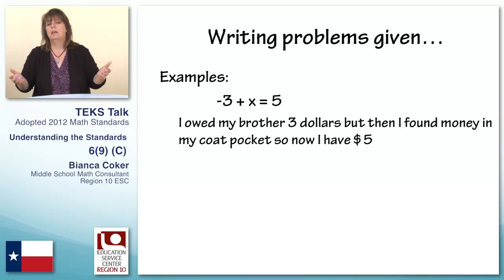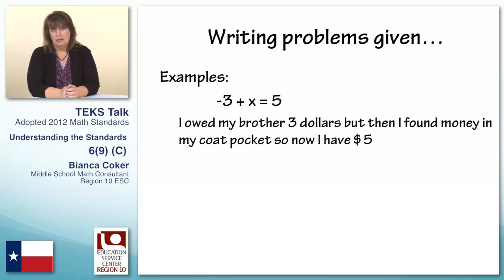The unknown amount is however much money was in his pocket. Now he has $5, so he's not in the negative, he's not in the red anymore. He actually has money to spend, because we all know that if you owe your brother $3 and you go around saying, I've got money, he's going to come get the $3 from you, right? All right, so that's an example of an equation.